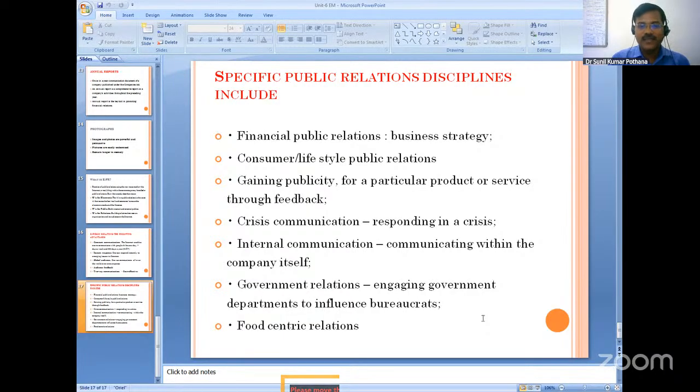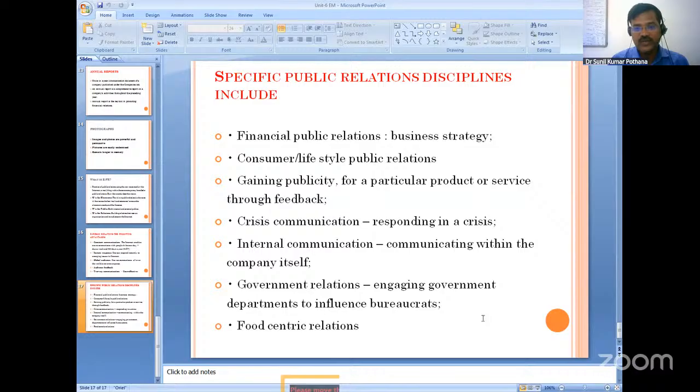Gaining publicity. You have to remember, publicity is not always positive; maybe sometimes it is positive and sometimes negative. Everyone must keep this point in mind. So publicity for a particular product or service is gained through feedback. Crisis communication, crisis management, responding in a crisis. The public relations officer needs to give some suggestions to overcome that crisis.